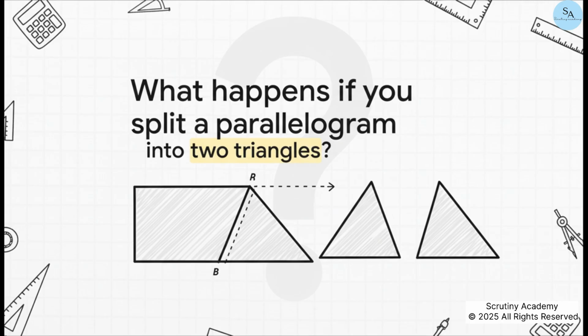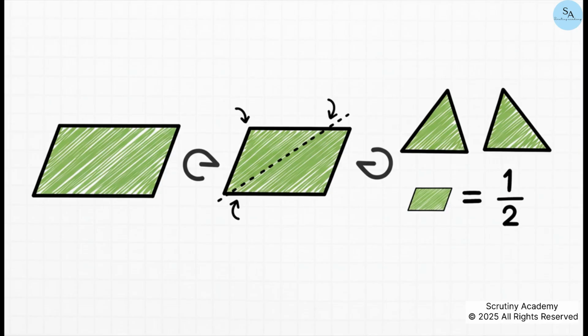So if we already know something important about the area of the whole parallelogram, what can we figure out about the triangles that make it up? And here's the connection, laid out perfectly. That diagonal line splits the parallelogram into two triangles of equal area, which means the area of just one of those triangles is exactly half the area of the whole parallelogram it came from. This little fact is the key that unlocks our next big theorem.